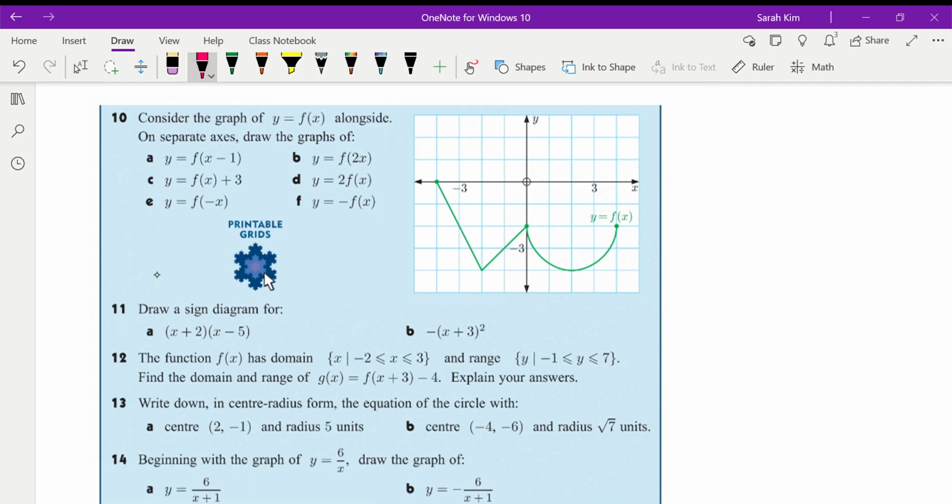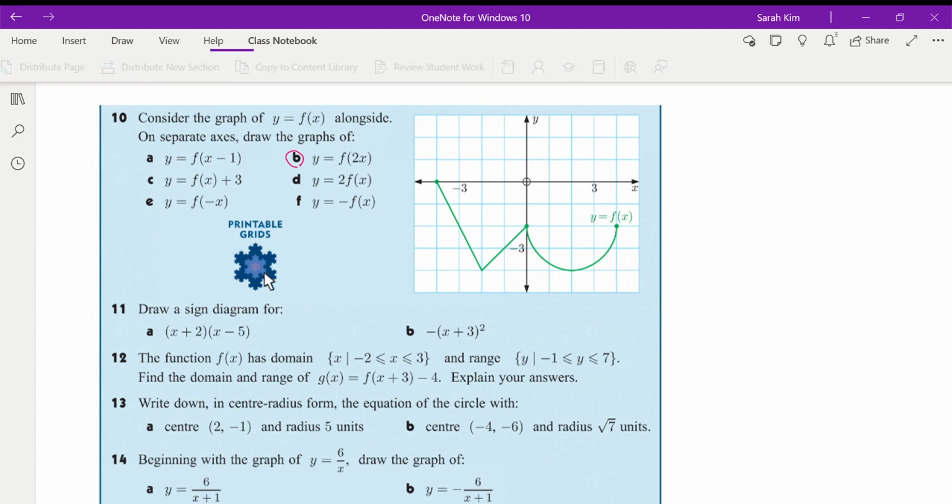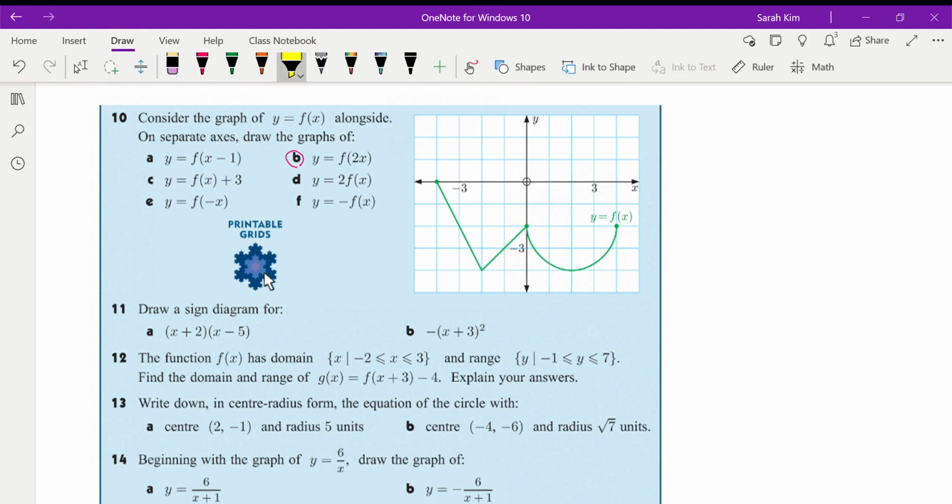Alright, I'm going to do B. So in this graph, this green function is y equals f(x). What you need to do is figure out what happens when y equals f(2x). So you can hopefully notice that this 2 is inside. So those are the notes that I will start with.